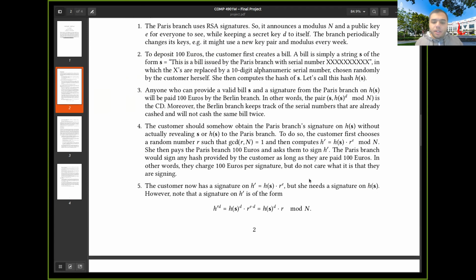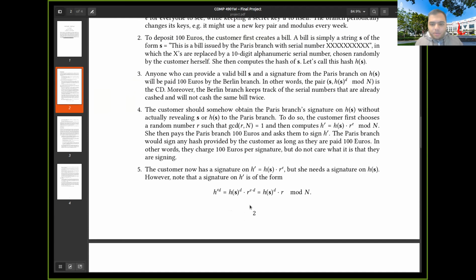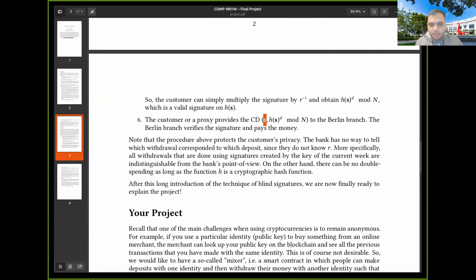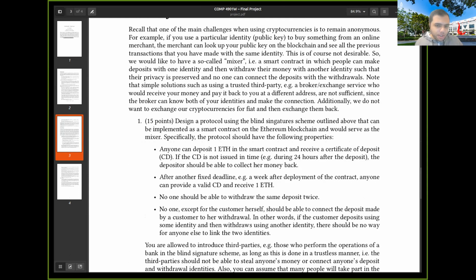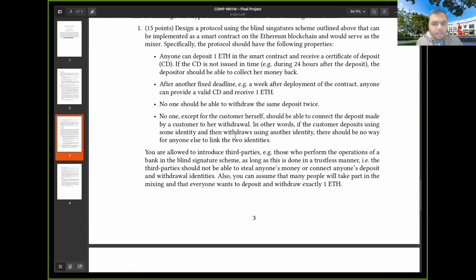The other problem is when I want to withdraw my money. When I want to withdraw my money, I give the bank some banknote S and some signature on it. What the bank can do is just falsely claim that this is double spending. They can falsely claim that they have already paid out for this particular banknote with this particular serial number. So here, again, we're trusting the bank that it would not do such a thing. But in your project, you have to do it in a trustless manner. So you have to make sure that the bank cannot steal anyone's money.